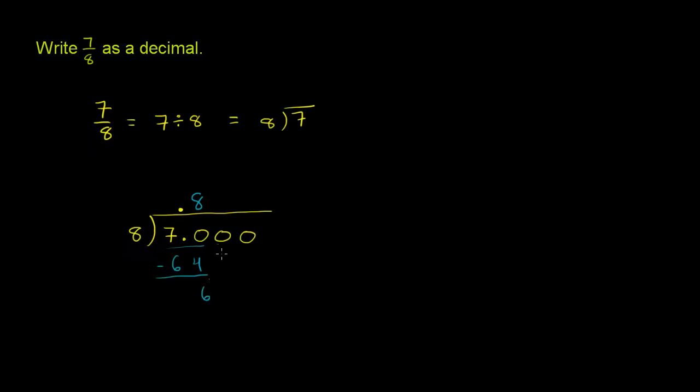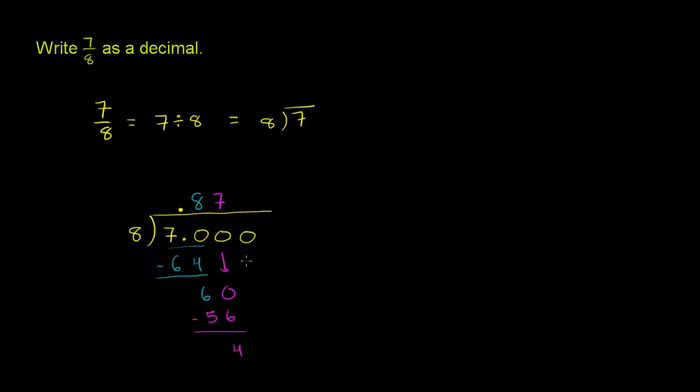And then bring down another 0, because we still have a remainder. We want to get to the point that we have no remainders, assuming that this thing doesn't repeat forever. And then there's other ways we can deal with that. 8 goes into 60. Well, let's see. It doesn't go into it 8 times, because that's 64. 8 goes into 60 7 times. 7 times 8 is 56. And then we subtract again. 60 minus 56 is 4.